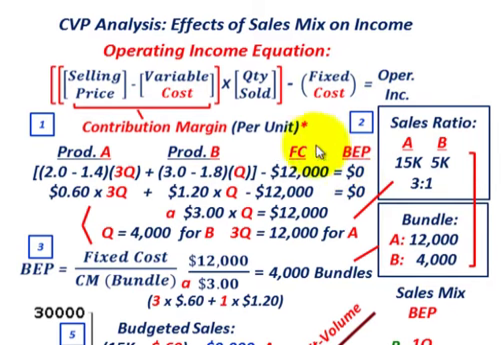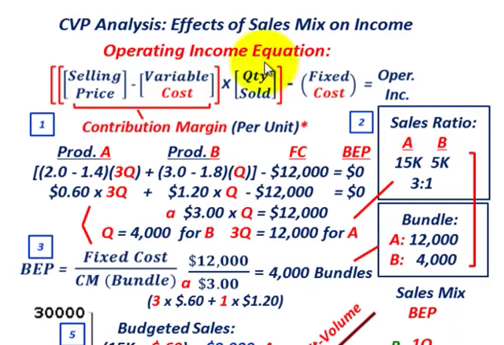What we have to start with is the operating income equation, but what we have to solve for is the quantity sold. This is where the sales ratio comes into play. We have those two products. For product A, we're budgeted to sell 15,000 units, and for product B, we're budgeting to sell 5,000 units. So the sales ratio is simple enough: 3 to 1. 5 goes into 15 three times, so we're going to sell 3 times as many of product A as we do product B. So the sales ratio is 3 to 1, and this is going to come into play for us.